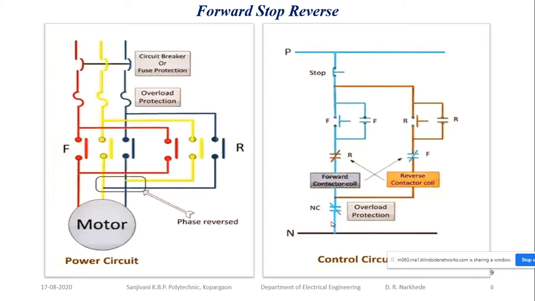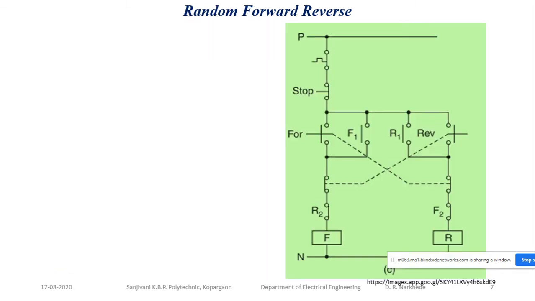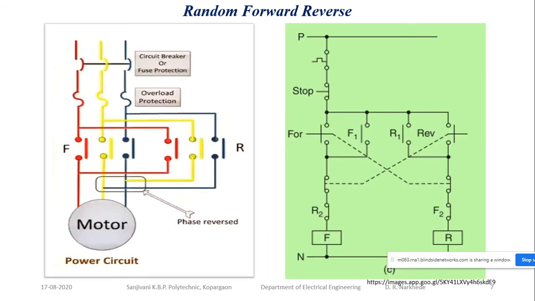Then the random forward, reverse operation of the duo starter, in which we connected the auxiliary contact of the forward start push button in series with the reverse contactor, and the auxiliary contact of the reverse start push button in series with the forward contactor. So if my machine is running in the forward direction and I want to rotate it in the reverse direction, there is no need to press the stop push button. Simply I have to push the reverse start push button.